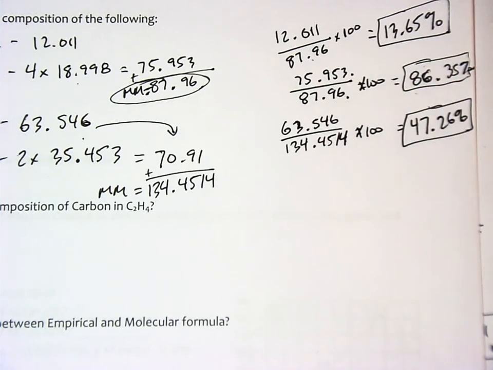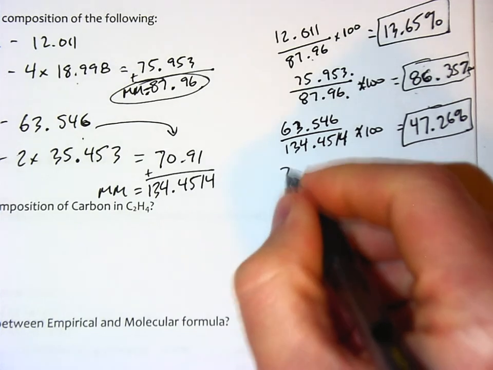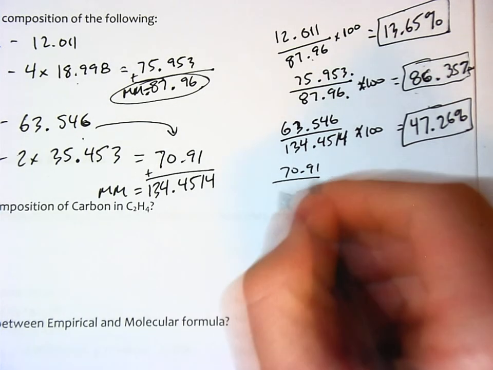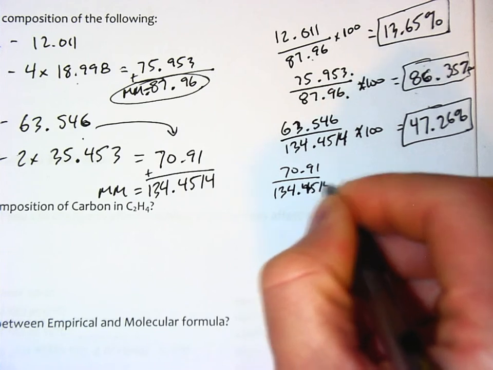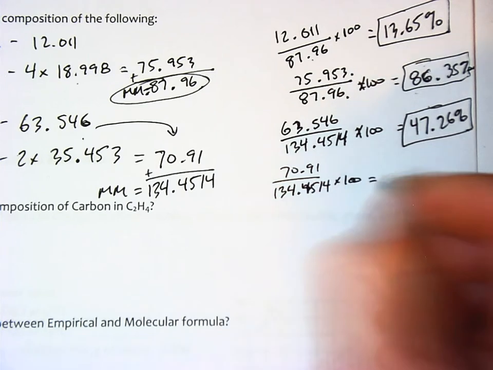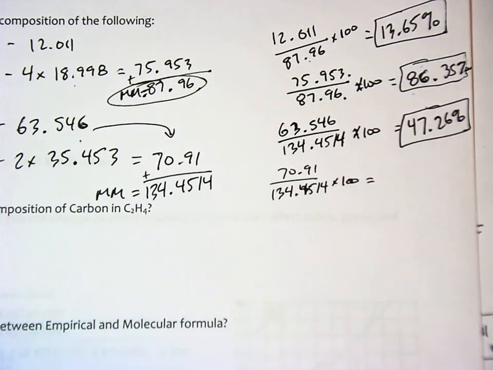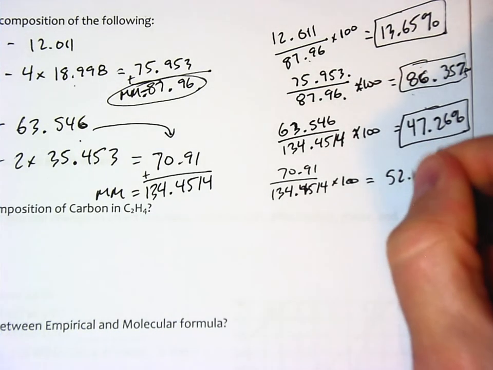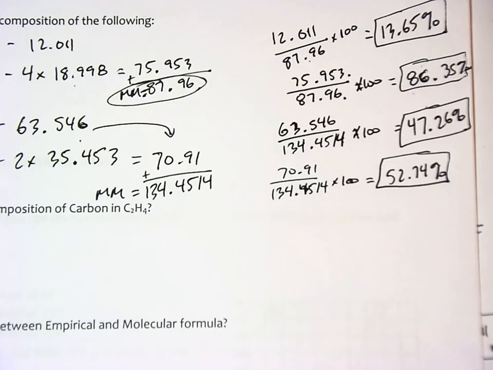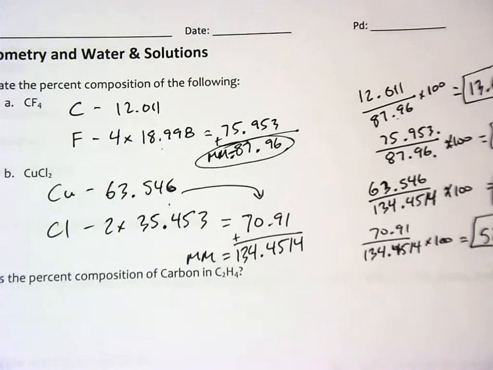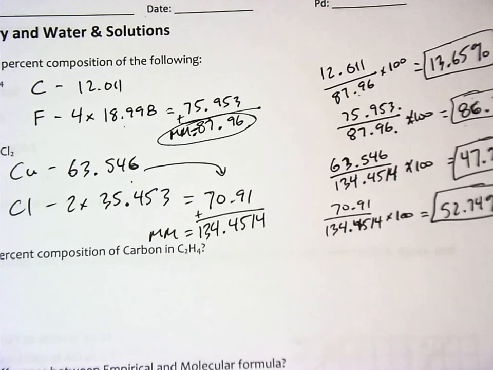Okay, so there's copper. Then I come back to chlorine, which is 70.91. The part divided by the whole times 100 to make it a percent is going to give me 52.74%. Okay, so with percent composition, we're just doing the part divided by the whole. Okay, part divided by whole.